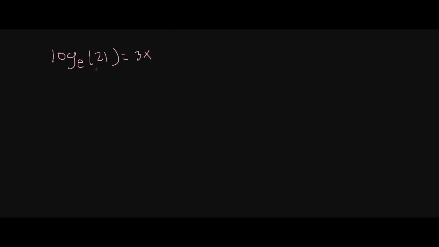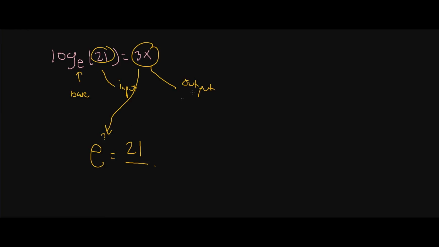All right. Well, again, this is your base. This is your input, and this is your output. So let's start with our base. e raised to some power is equal to blank. Well, this is your input, so that's got to become your output. And this is your output, so now that has got to become your input. So we should get e to the 3x is equal to 21. All right? That's how we convert going the opposite direction from logarithm to exponential.